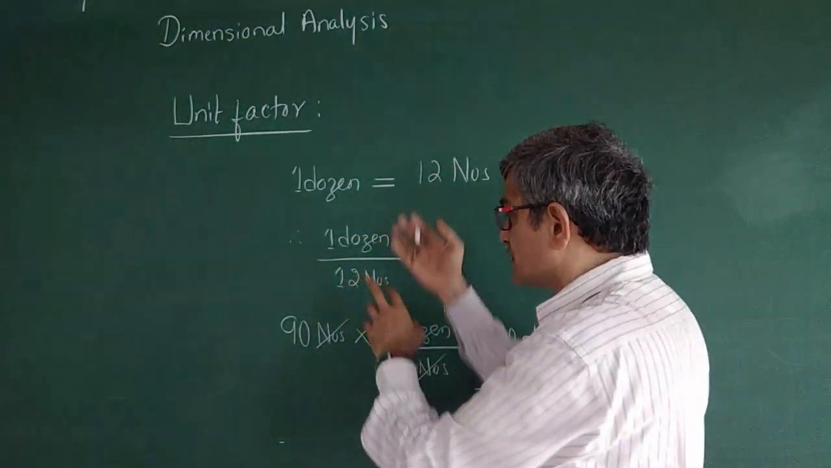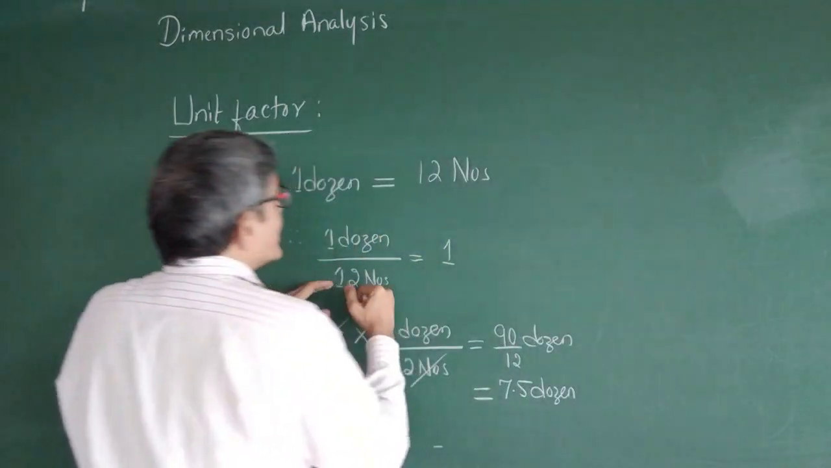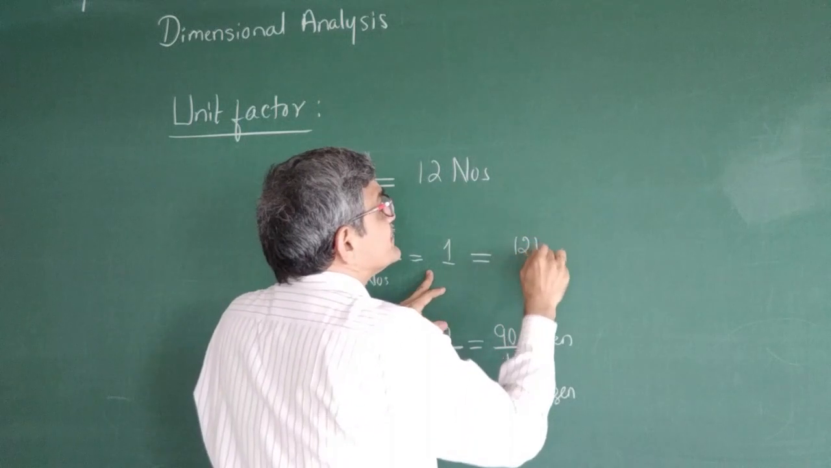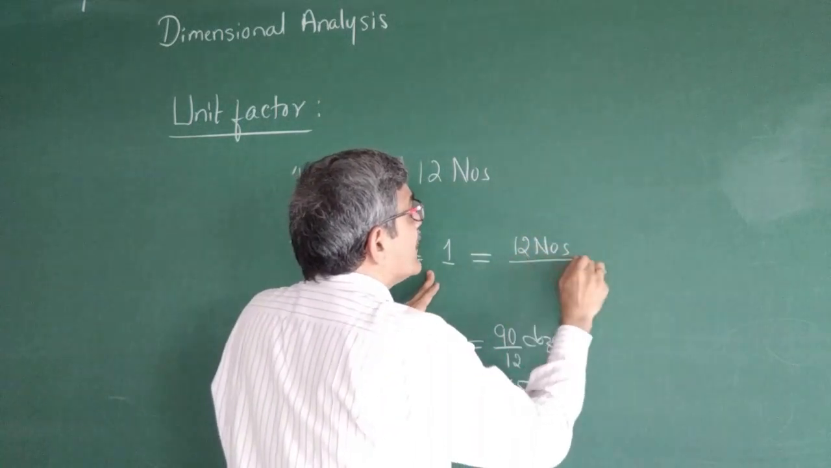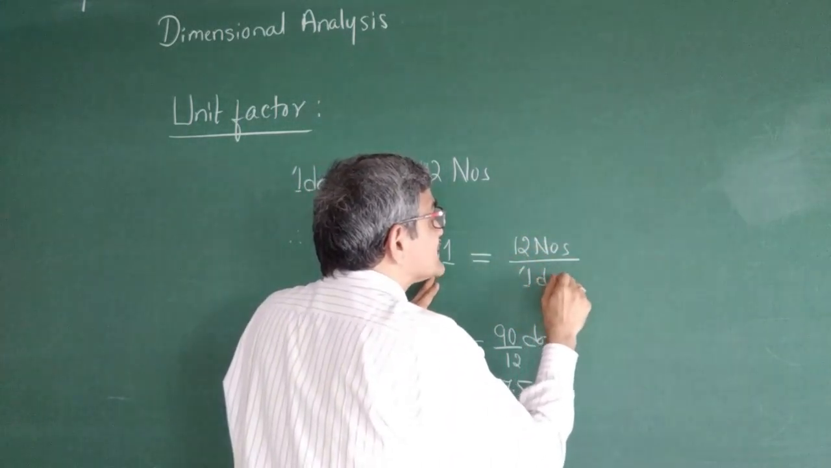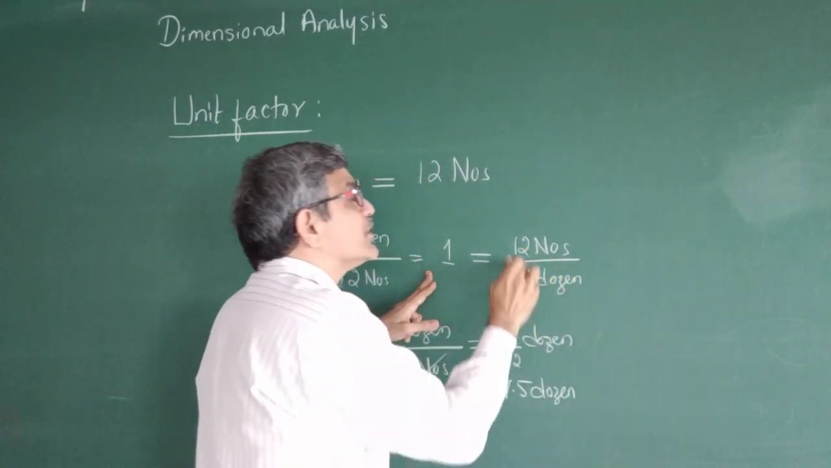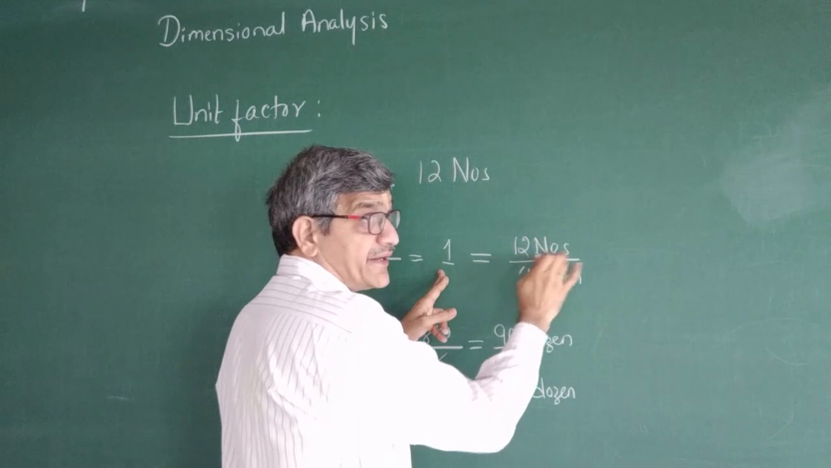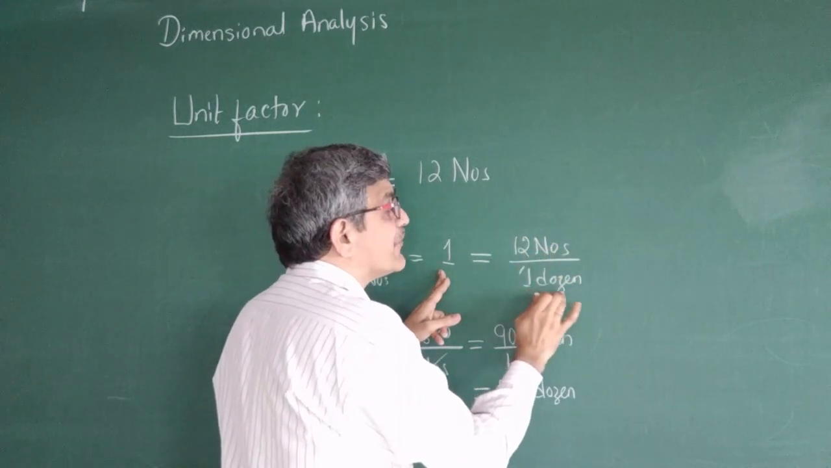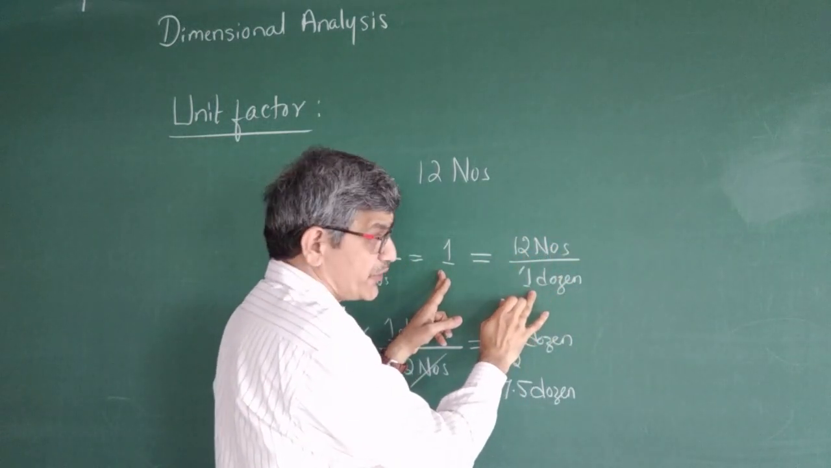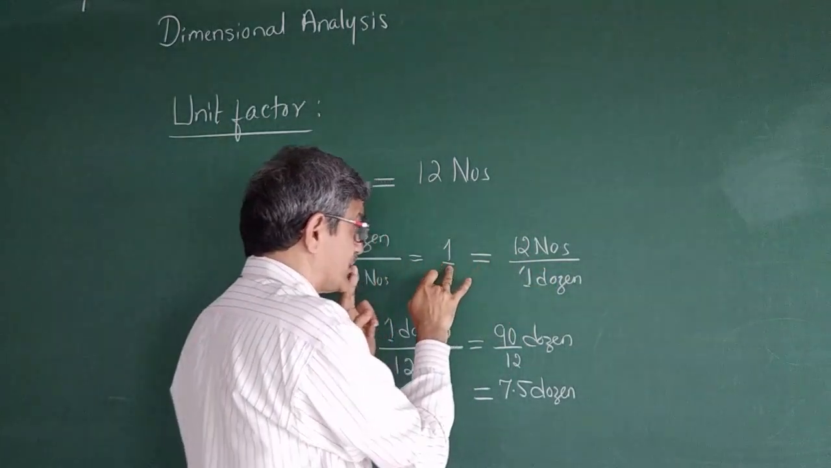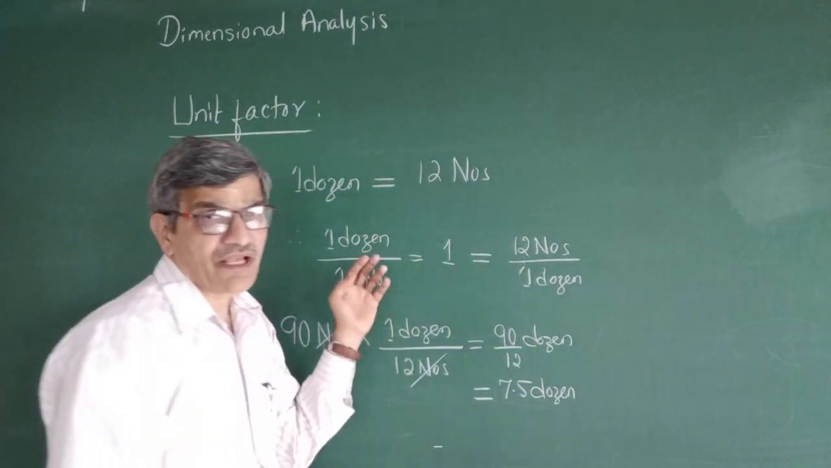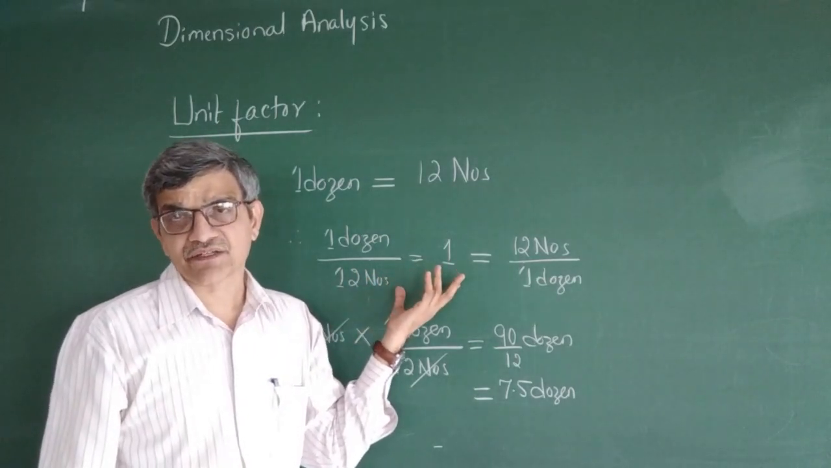Or similarly the reverse also. It is nothing but 12 numbers. So 1 can be written as what here? 12 numbers divided by 1 dozen. 12 numbers divided by 1 dozen. 1 dozen is that is 12 numbers. So same, that is equal to 1. So this is known as a unit factor. These are called unit factors. So like this we can get many unit factors.